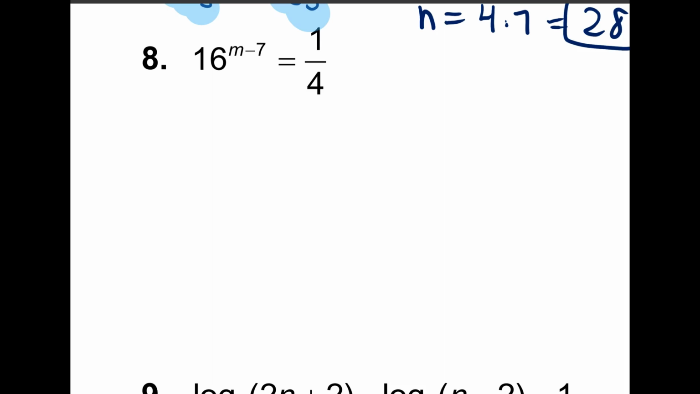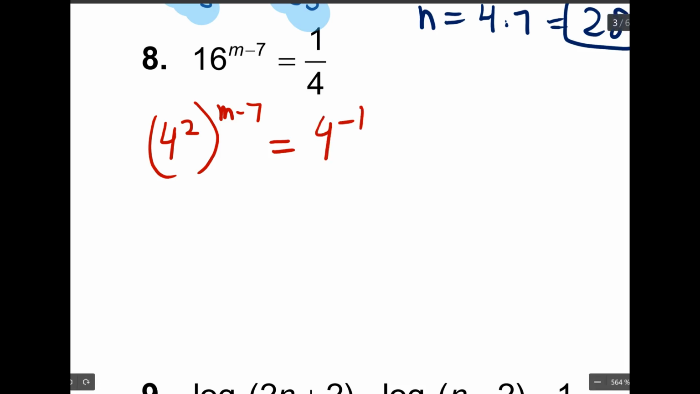16 and 1/4, can I rewrite it in terms of the same base? Because 16 has an exponent. What if I rewrote this as 4 squared to the m minus 7? Because 16 is equal to 4 squared. And then 1/4 would be 4 to the negative 1st power. Then you multiply that out, so it would be 4 to the 2m minus 14 equals.